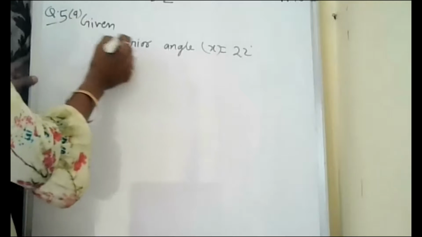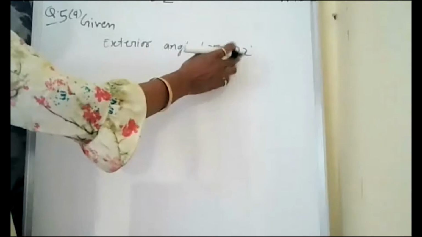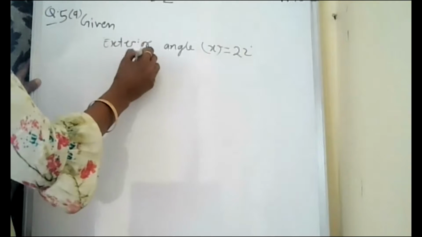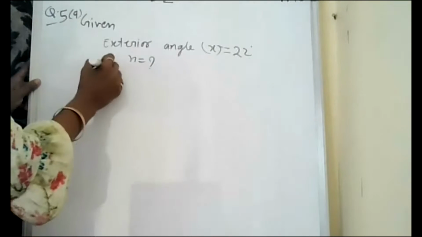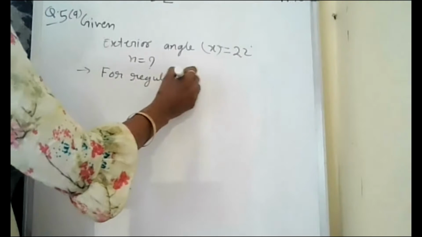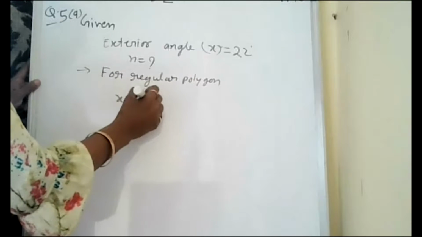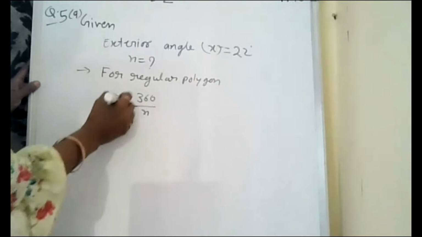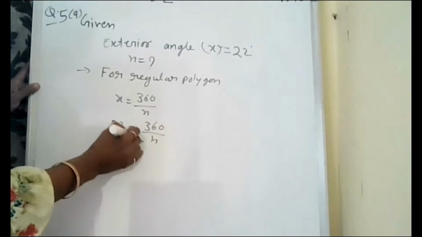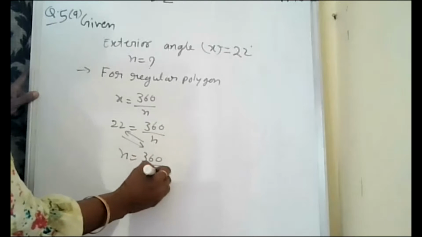Question number 5a. Given that the exterior angle is 22, we have to check if this is an exterior angle of a regular polygon. For that we will calculate the value of n. We know that for a regular polygon, x is equal to 360 divided by n. X is given as 22, so 22 equals 360 divided by n. Interchanging, n is equal to 360 divided by 22.